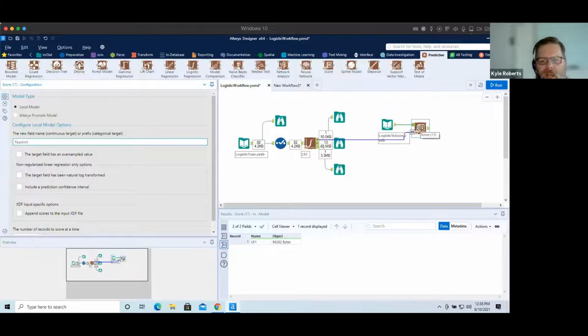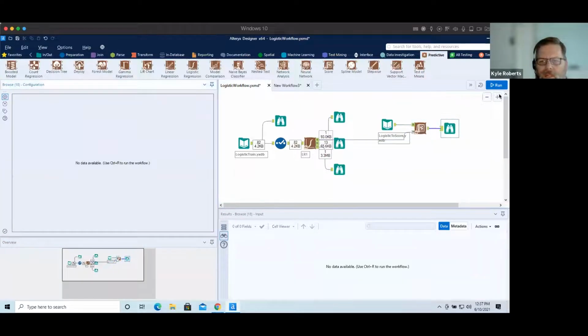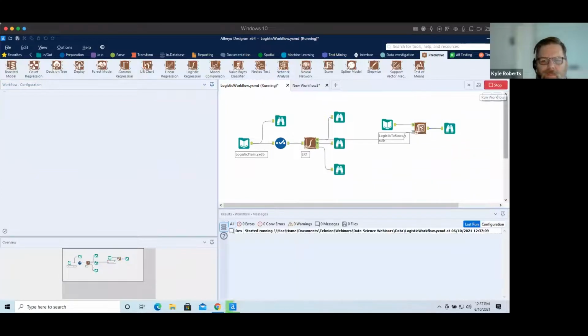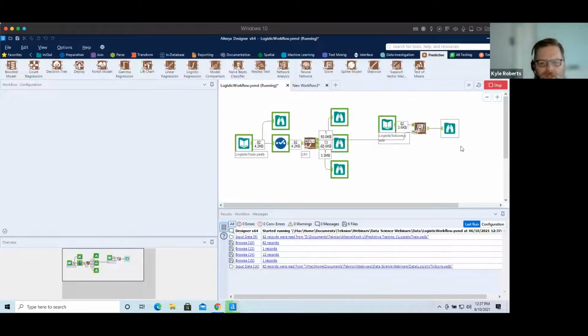Okay, and then I want to go ahead and add a browse onto the end of this because we're going to want to play with it after we're done. Add a browse after, and then I'm going to hit run. Now again, that model is going to run first. After the model runs, it will push it out to the scoring tool. It will grab the data from our new data set that we need to score, and then it's going to produce a pretty cool output for us. Okay, so let's give that just a second more.